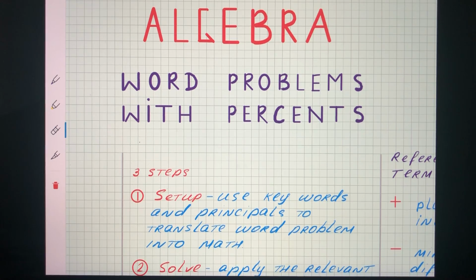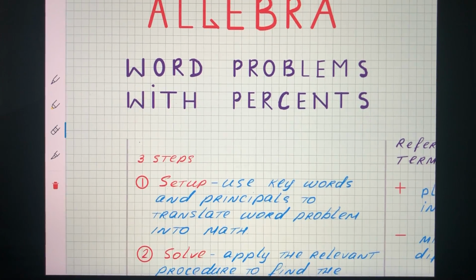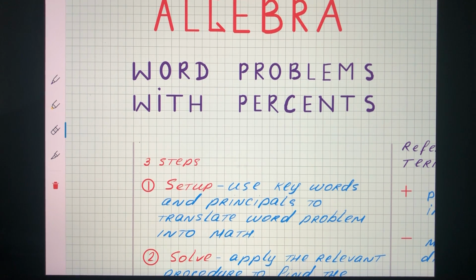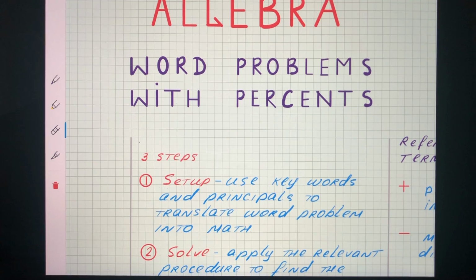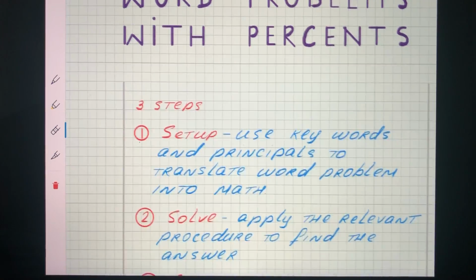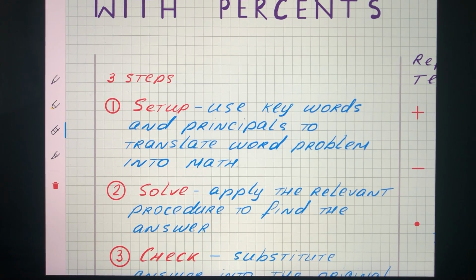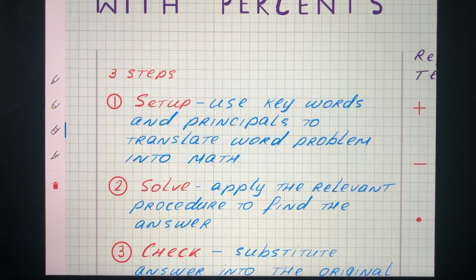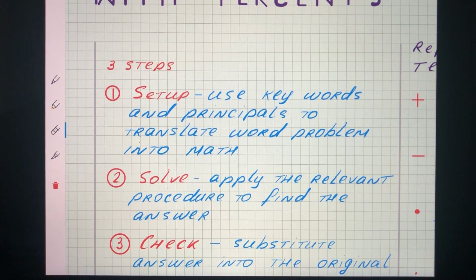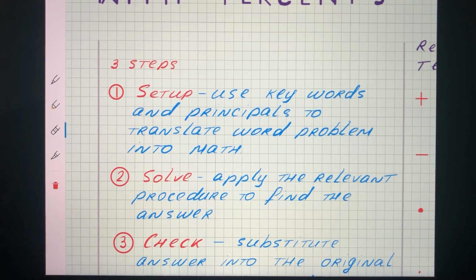First step is a setup. This is where we look for the keywords and the key principles that we can translate into some sort of math. Either math equation, math inequality, system of equations, and so on. Once we have a setup, then we use relevant math procedures and principles to find the answer. It could be factoring, elimination, substitution, graphing, order of operations, and so many more. So once we apply those principles, we will be able to find the answer.